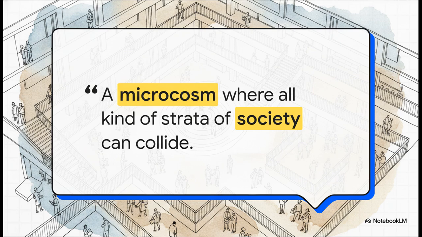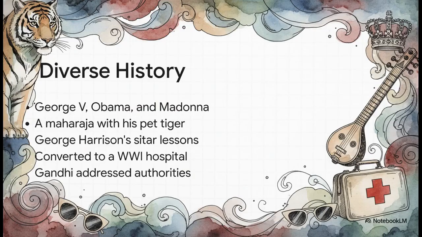He said, "The great thing about hotels is that they are kind of a microcosm where all kind of strata of society can collide." And he hit the nail right on the head. The film takes excellent advantage of these meticulously dressed sets to show all these different layers of society interacting, or colliding, under extreme, unimaginable pressure. And this brilliantly illustrates just how staggering that historical societal collision really was.